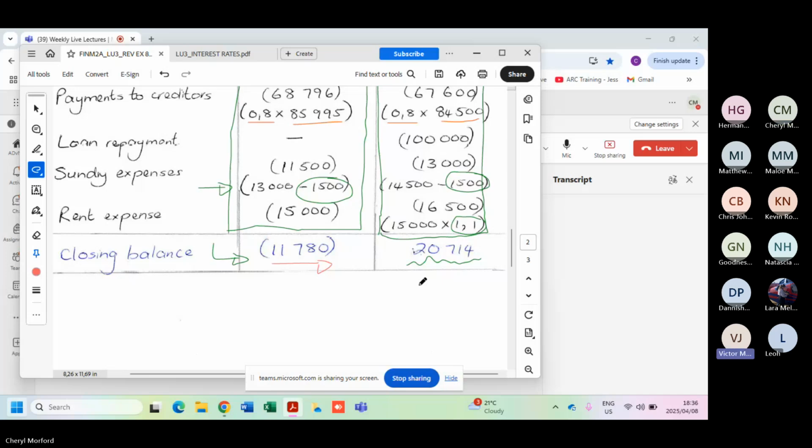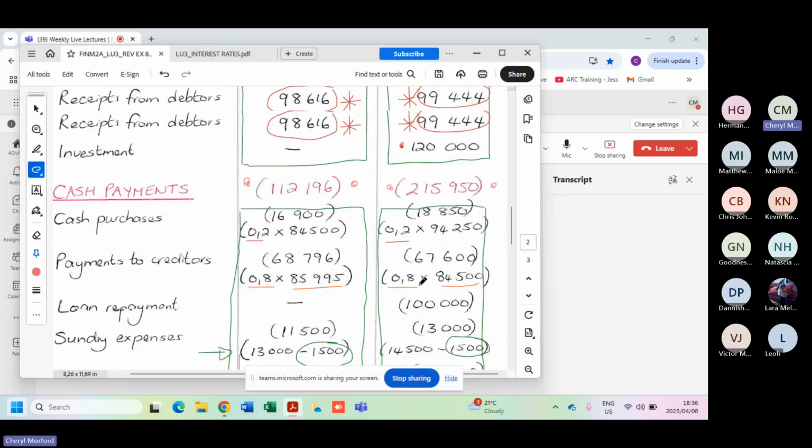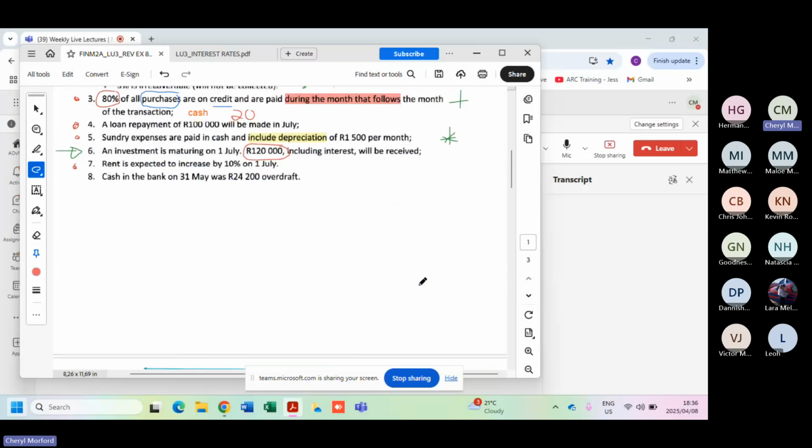Yes, ma'am. Where did you get the opening balance for June? Oh, here in the question. Here we go. It has to be given to you over here. This one. There. Cash in the bank at the end of May. End of May means beginning of June. So let's actually just get that in.